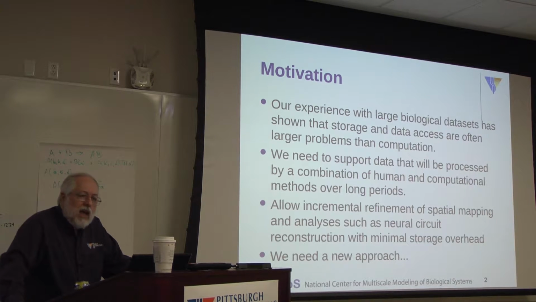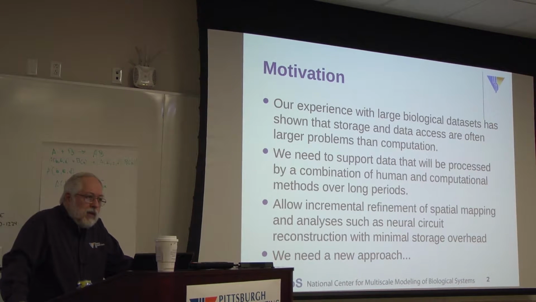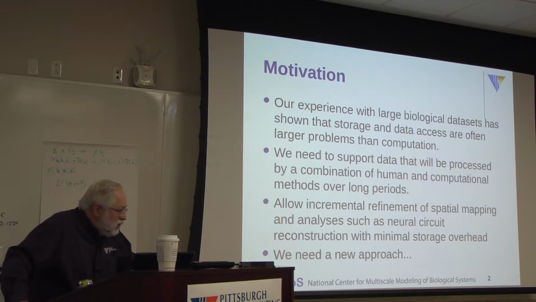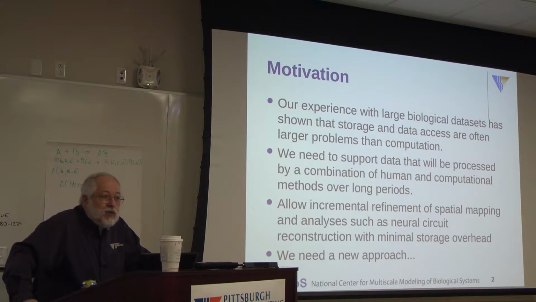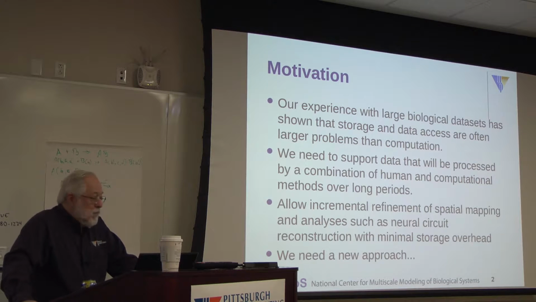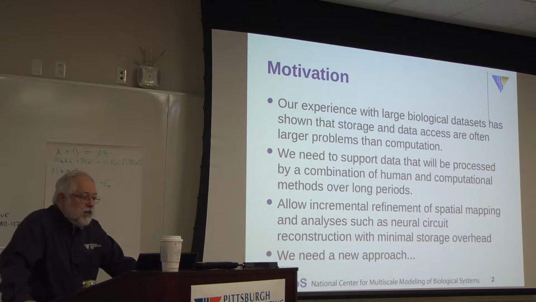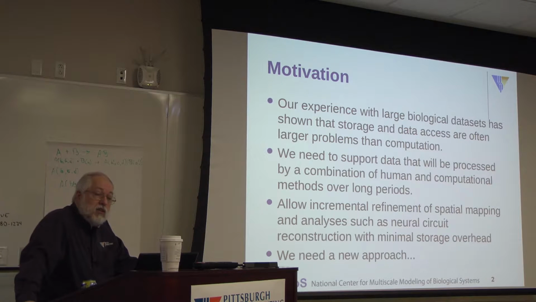And what we found is that typically the data storage and access is just as big a problem as the computation, especially these days with GPU support and so on, when you can get tens of teraflops for $10,000. It's the storage that is the bottleneck. So we need to support a variety of data types that will be processed in our cases by a combination of human and computational methods.